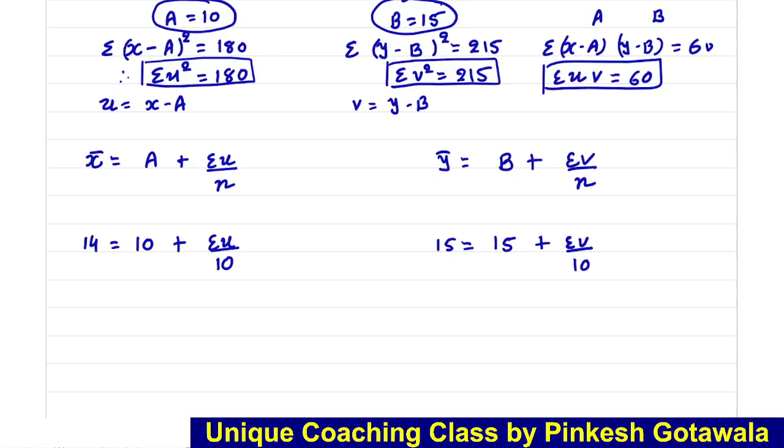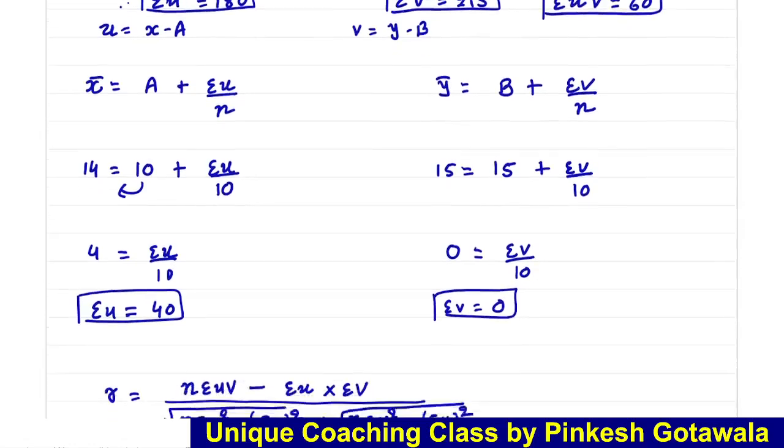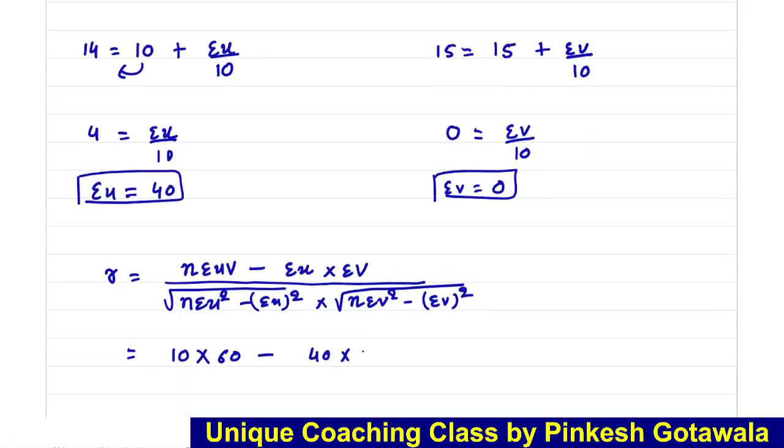So now let's solve this. So we get u and v. Plus 10 this side becomes minus, so only 4 remaining. And 10 multiplies this side, so it becomes 40. This side 15 plus goes to this side, so it becomes 15 minus 15, 0. Now 10 multiplied here becomes 10 into 0, 0. Now here we can put values: sigma u 40 and sigma v 0.